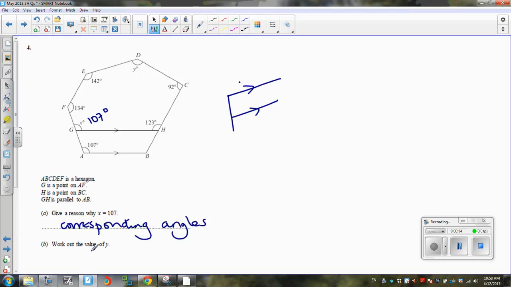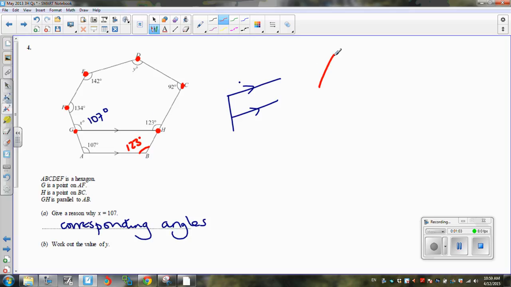Question now says, work out the value of y. Okay, to work out the value of y, I'm actually going to use this hexagon, the one that goes E, D, C, H, G, F, because I can see that I've got 1, 2, 3, 4, 5 angles out of 6. Or I could use the fact that this one here is 123. Doesn't really matter. What I do need to know, though, is the sum of the interior angles for a hexagon.